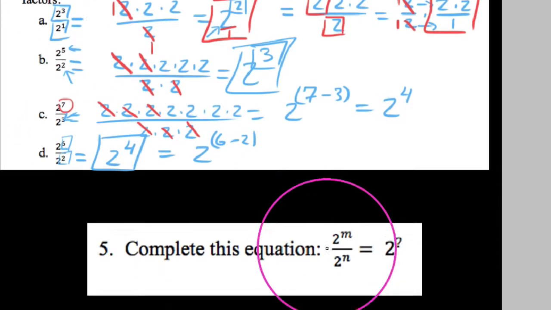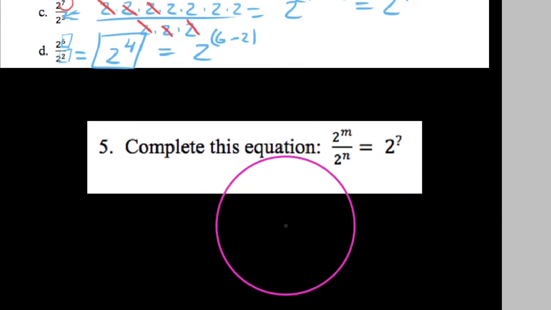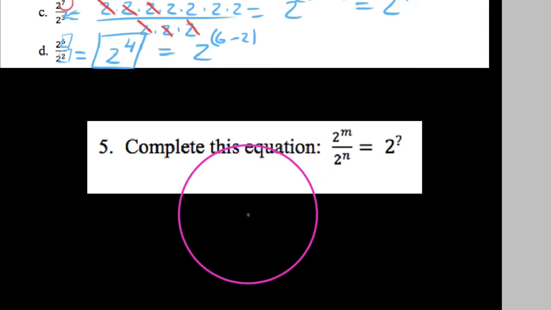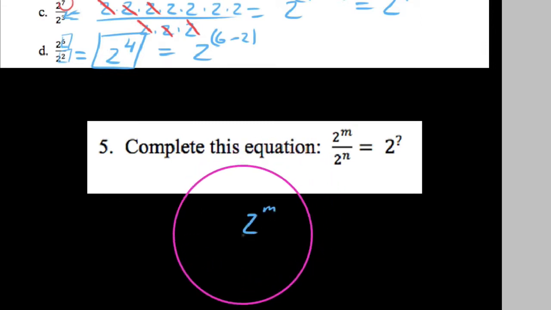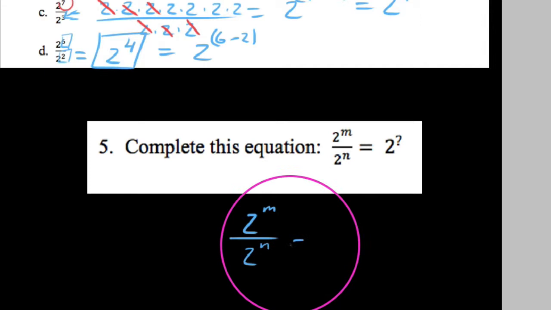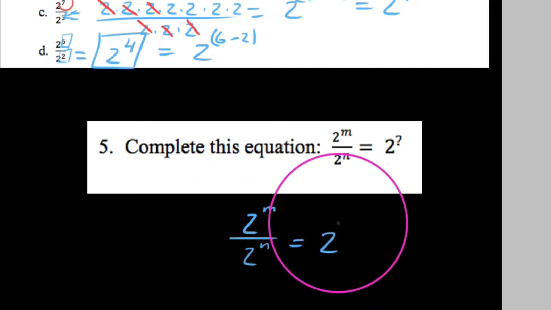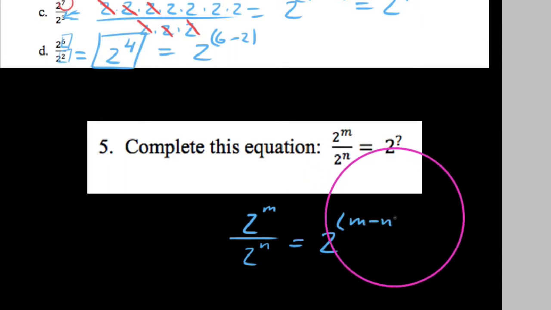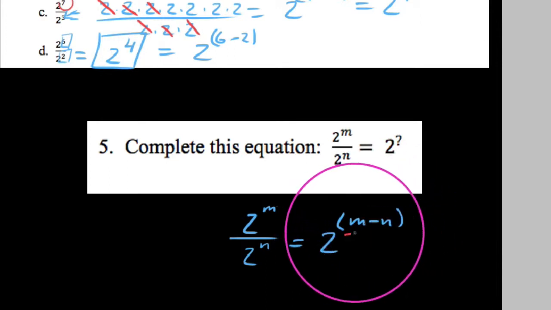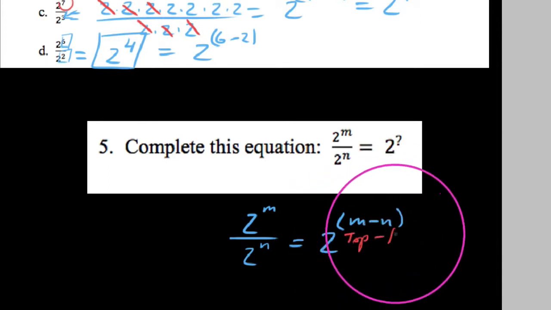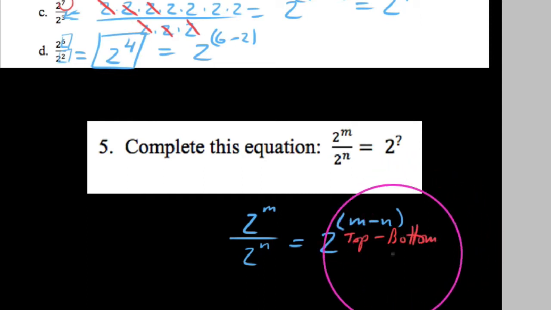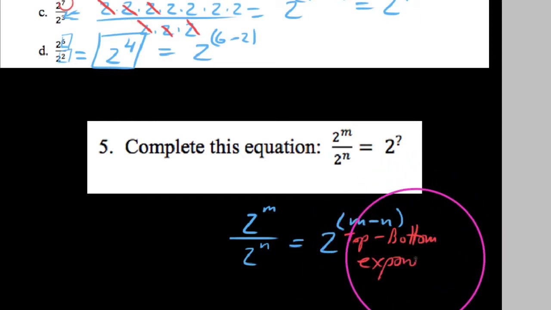So in general, we could say, completing this equation down here, 2 to the m over 2 to the n equals 2 to the what? We could say 2 to the m divided by 2 to the n. We'll leave behind 2 as the same base as the two things we divided with the same bases, but to the exponent m minus n. And it is very important to list this here. We say top minus the bottom exponent. Okay, always have to go in that order.